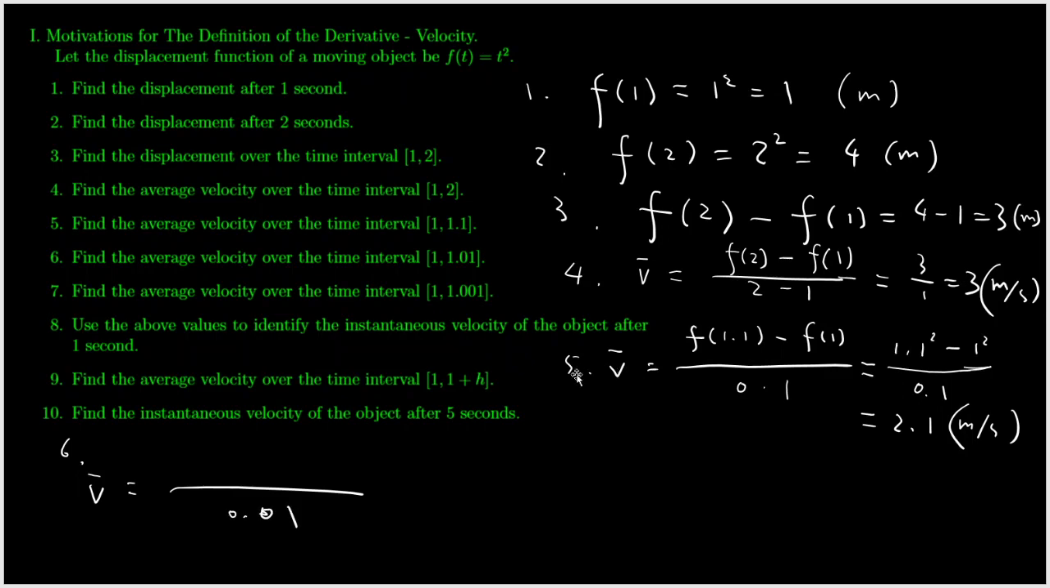Now look at the question. For question number 6, from 1 second to 1.01 seconds, the time elapsed is 0.01 seconds, right? And in the numerator, we want the distance traveled, which is the value of the function at 1.01, so do not lose track of the meaning. This one is the distance traveled after 1.01 seconds. And then minus the value of the function at 1, which is the distance traveled after 1 second.